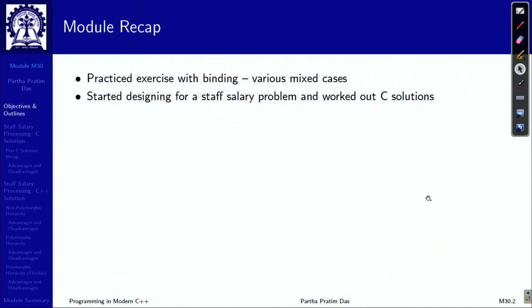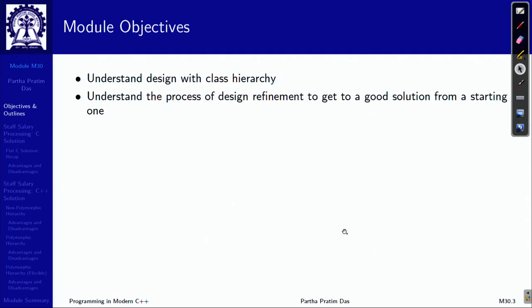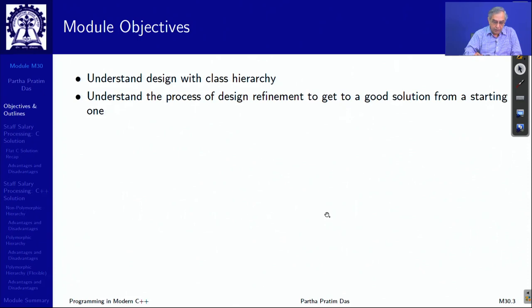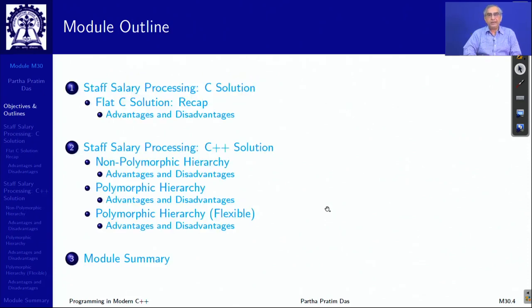In the last module, we started designing for a staff salary problem and worked out a C solution. We would like to continue on that design to refine it, with repeated sets of observations of what is working well in the design and what is not, to get to a good solution from a starting one in C that we have already made. So, it is more a design journey.